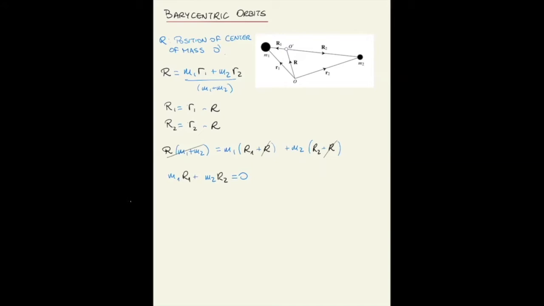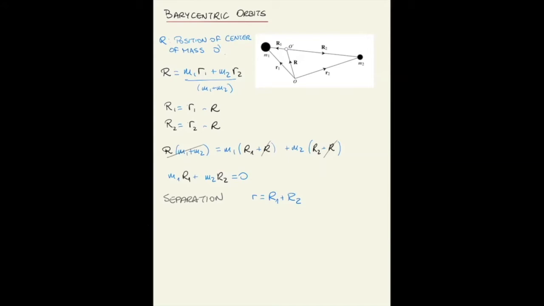So this implies that R1 is always in the opposite direction to R2, and therefore that the central mass is always on a line joining M1 and M2. So you can see indeed, this is what is shown in the figure. R1 and R2 are on the same line and pointing in opposite directions. So we can write, abandoning the vector notation, that the moduli of R1 and R2 sum up to the separation between the objects, call it little r.